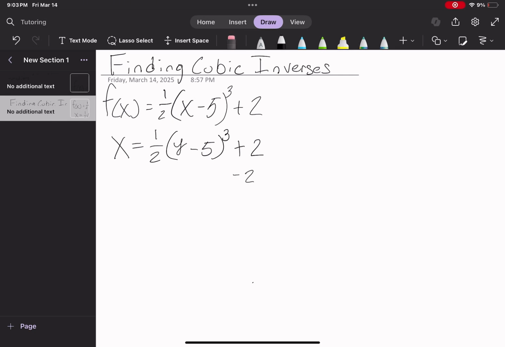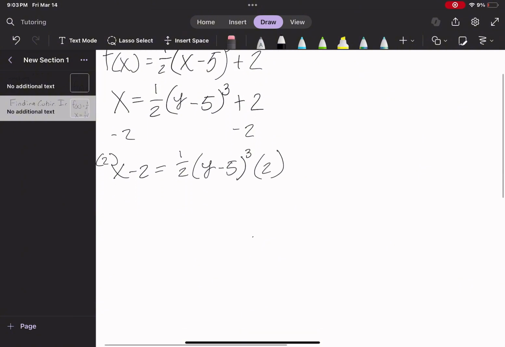So now we're going to subtract both sides by 2. x minus 2 is equal to 1/2 times (y minus 5) cubed. And so what we're going to do differently here is since it's 1/2 times (y minus 5) cubed, we're actually going to times both sides by 2. And you can choose to keep it separate on the x side, or you can multiply it together, but in your end answer, it will be separate, so it will look like 2 times (x minus 4).